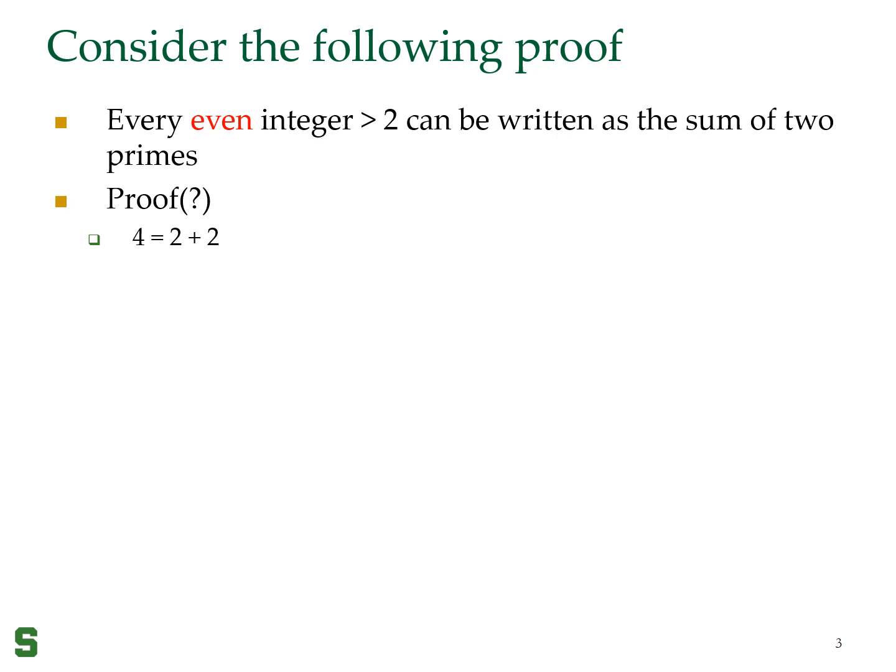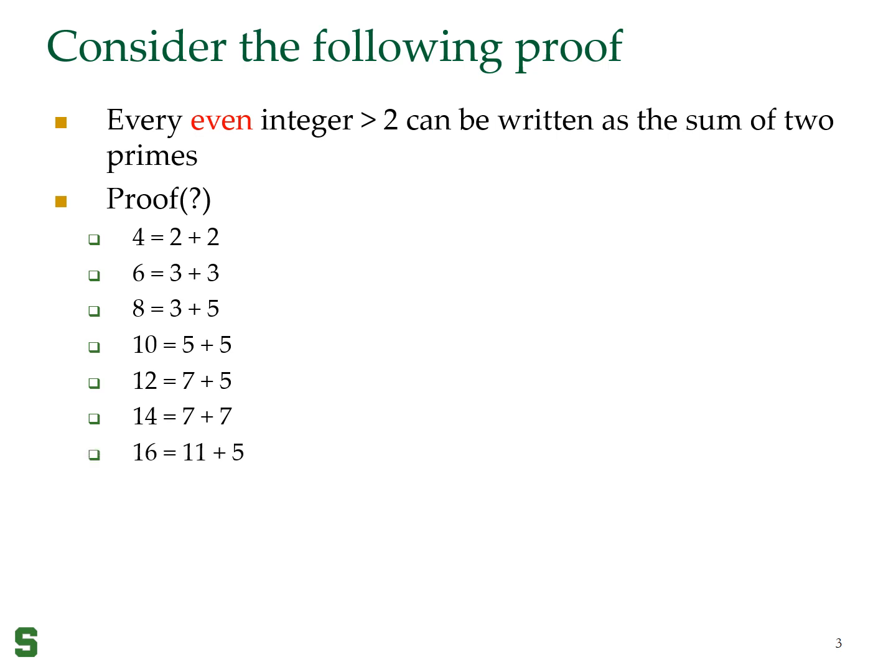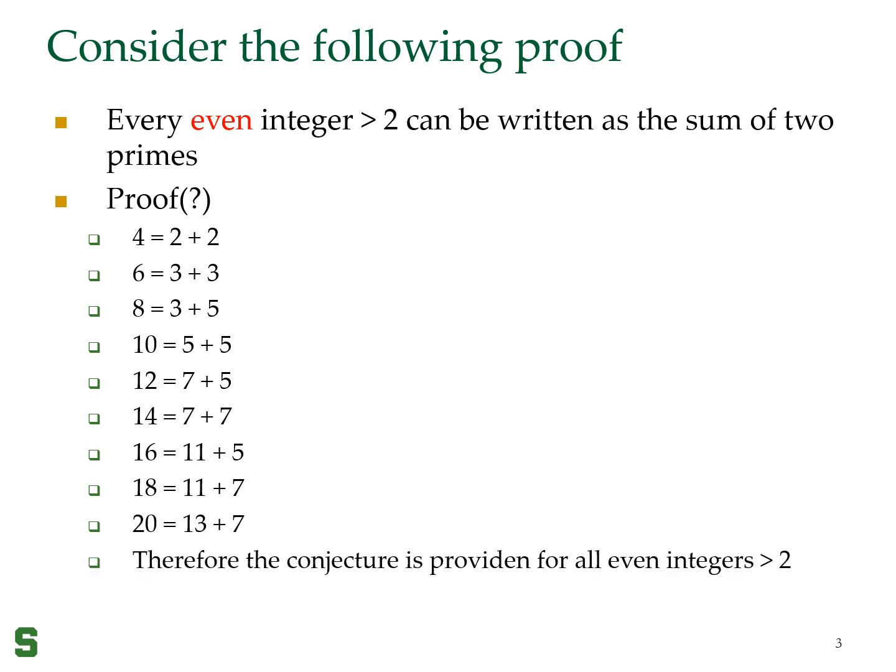Supposed proof. 4 I can write as 2 plus 2. 6 I can write as 3 plus 3. 8 I can write as 3 plus 5. 10 I can write as 5 plus 5. 12 I can write as 7 plus 5. 14 I can write as 7 plus 7. Then 16 I can write as 11 plus 5, 18 as 11 plus 7, 20 is 13 plus 7, and so on. From this, I want to conclude that this statement is true for every integer.